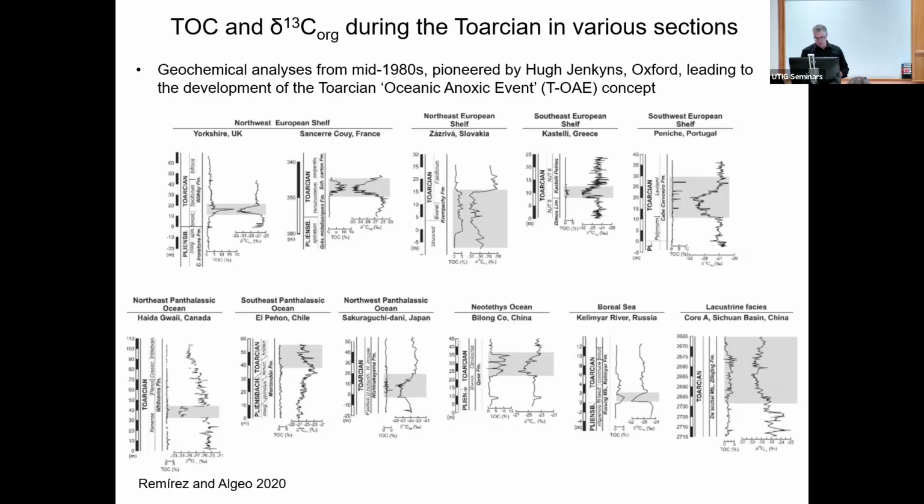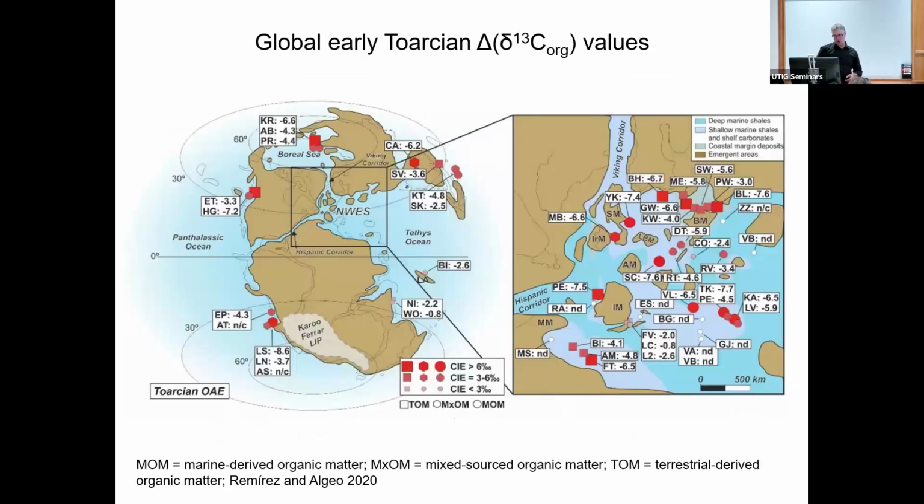And that's important when we look at this chart here, which is a very useful collection of all of the total organic carbon values that have been published for the early Toarcian time period. So each of these either squares or circles is somewhere where we have data on the carbon isotope excursion. That's what CIE means here.